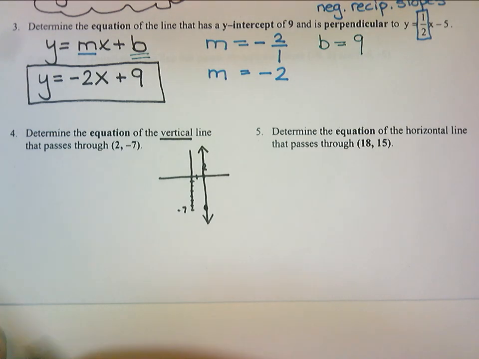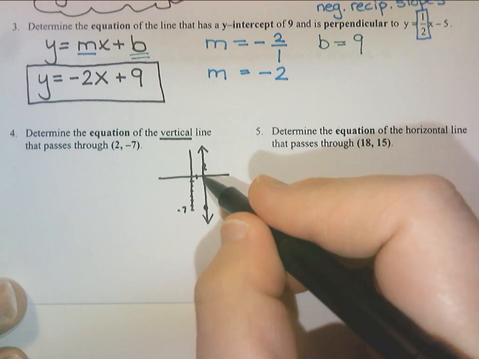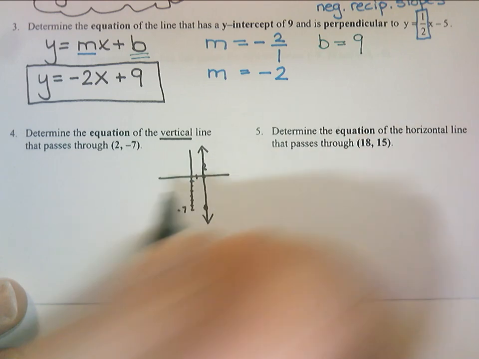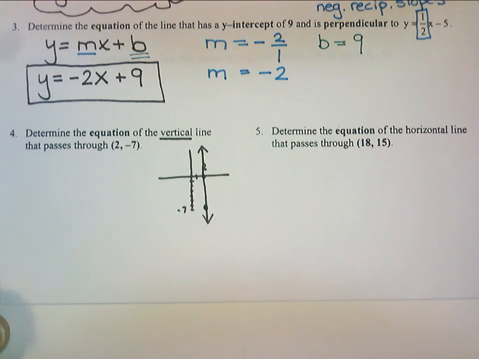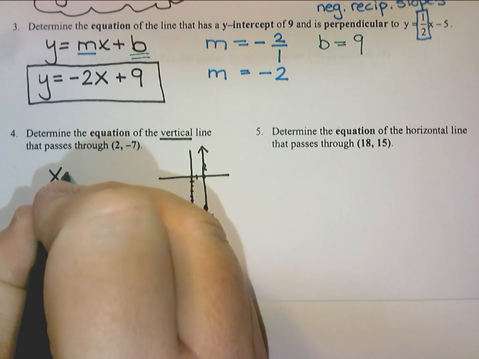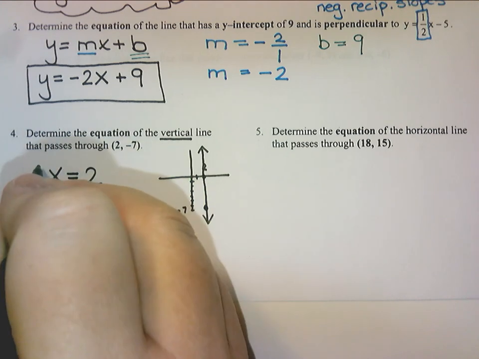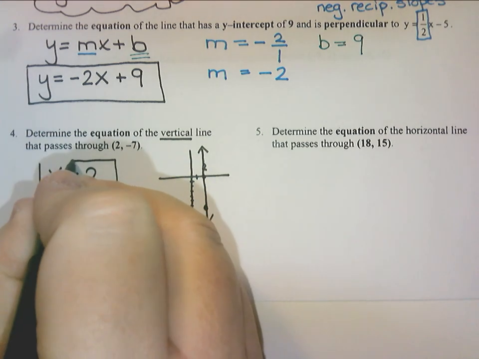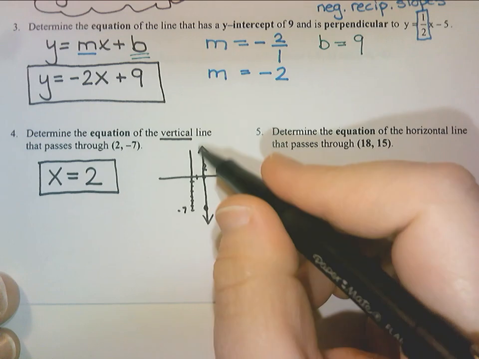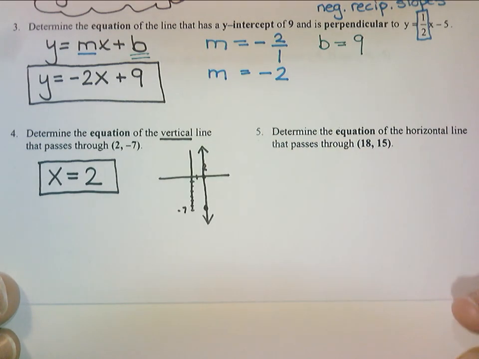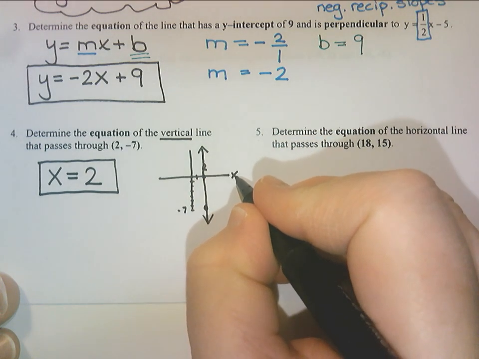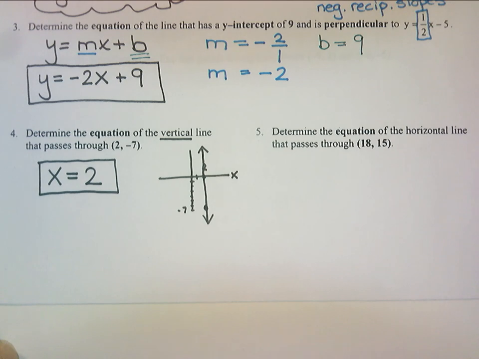So when I have a vertical line, I see that it is crossing through the x-axis at 2. So the equation of this line is just x equals 2. And that's it. So you just want to look at, is it going through the x-axis or the y-axis? It's going through the x-axis. And where is it going through? At 2.